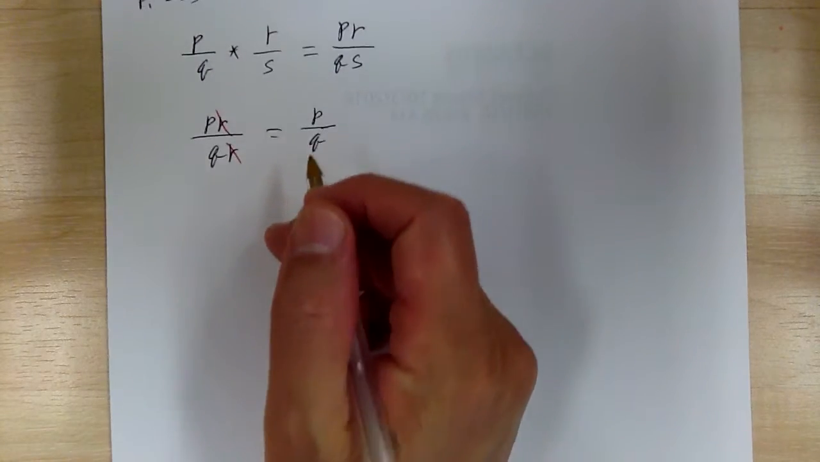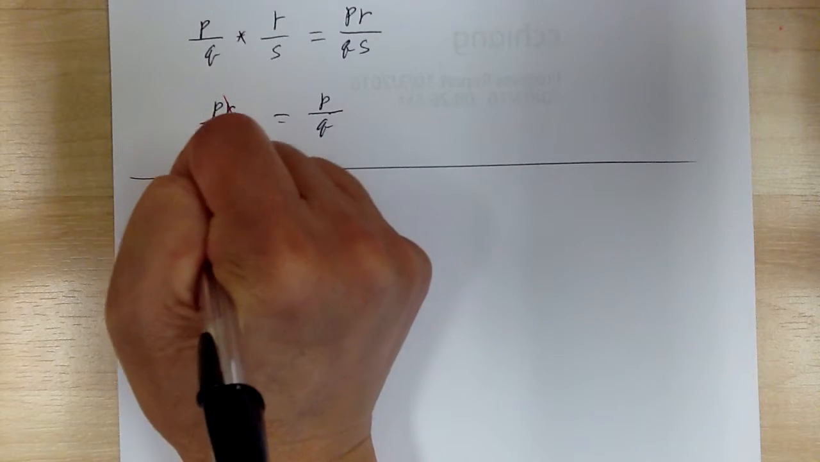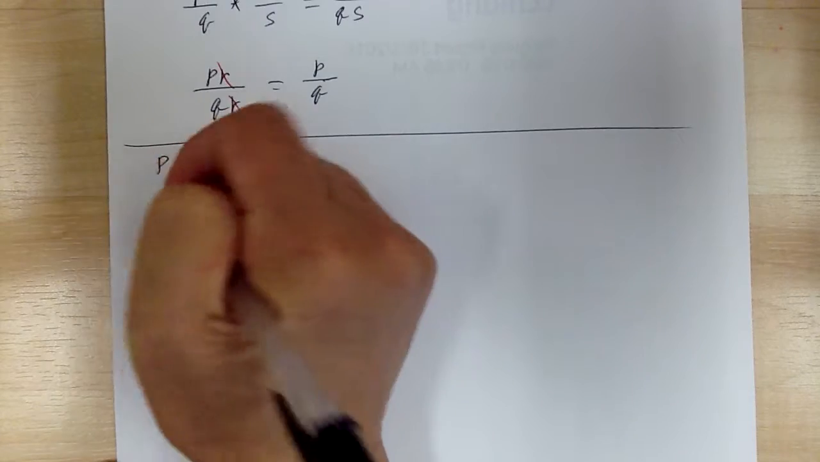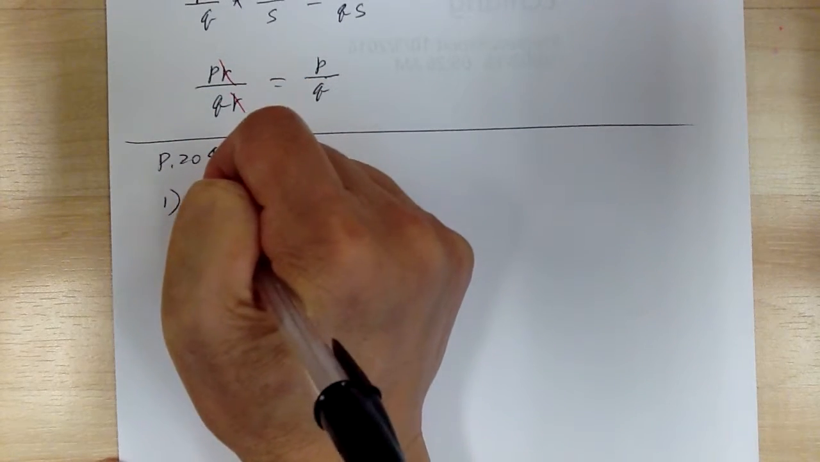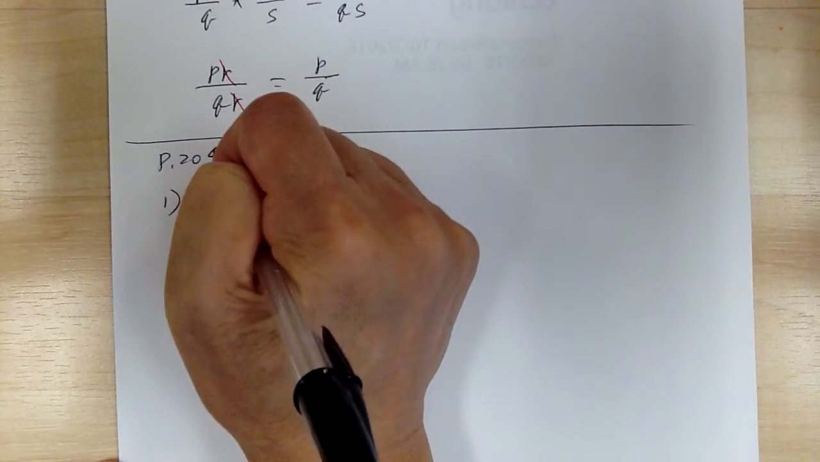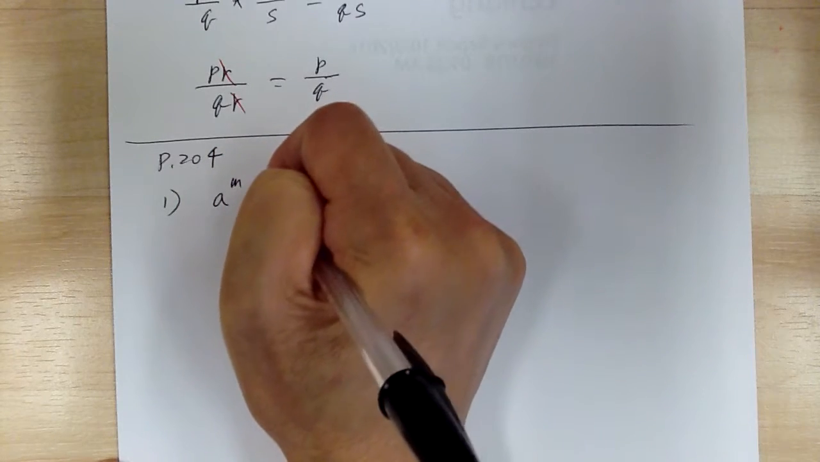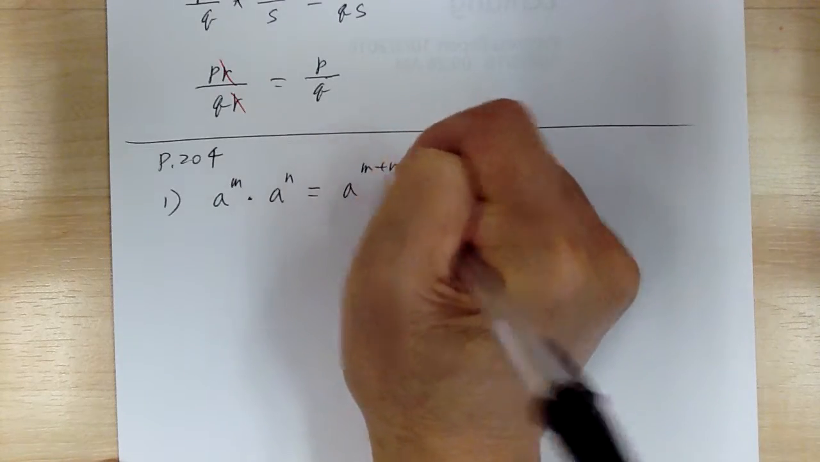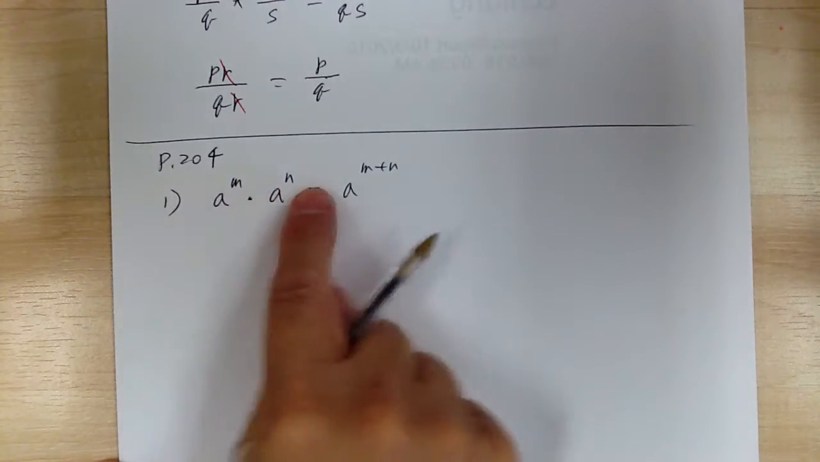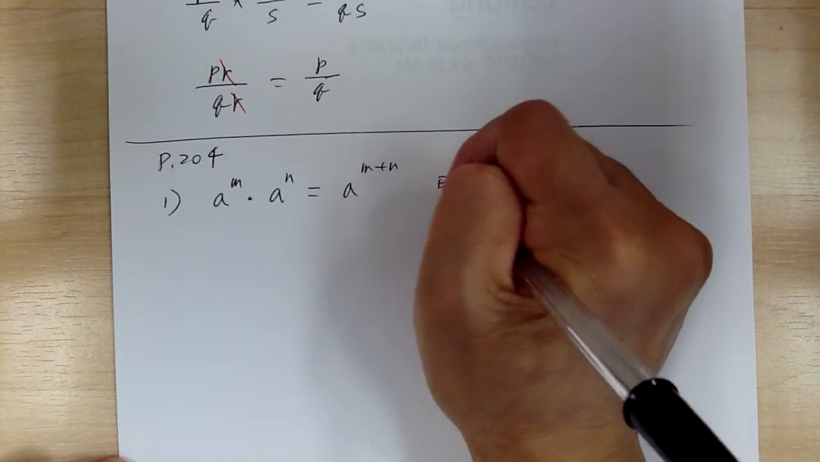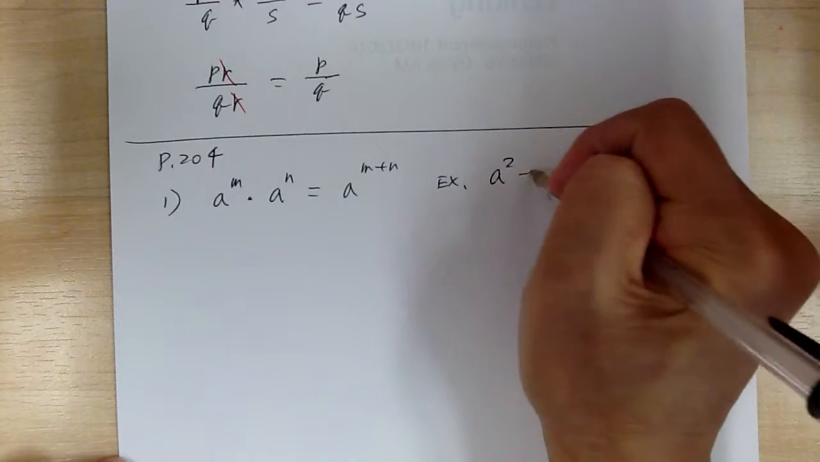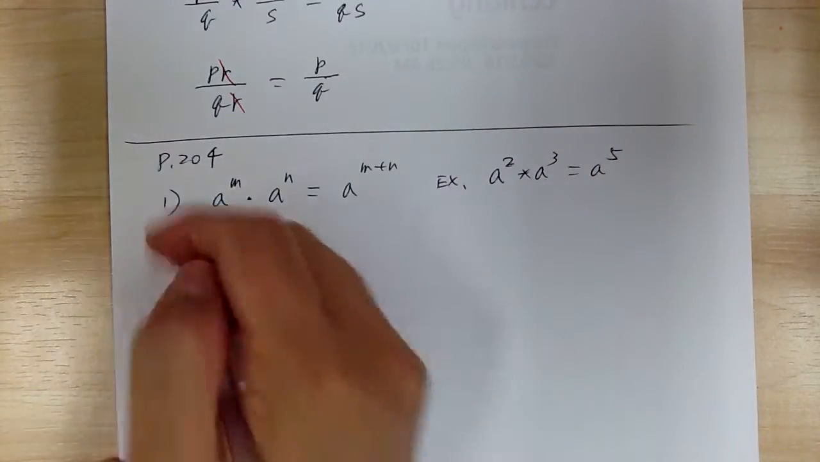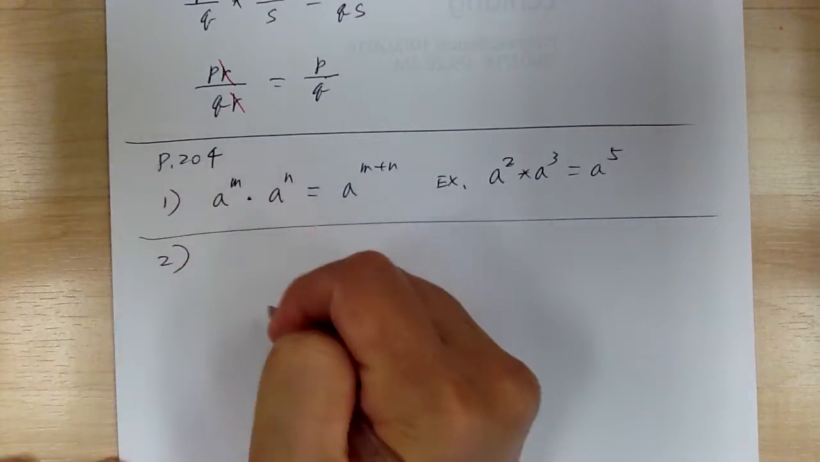Now let's go to page 204. Again, these are reviews of the laws. The first law is the product rule, right? You have a to the m times a to the n, which equals a to the m plus n. Again, when you multiply, you add the exponents. An example would be a squared times a to the 3, which equals a to the 5, right? Again, very simple.